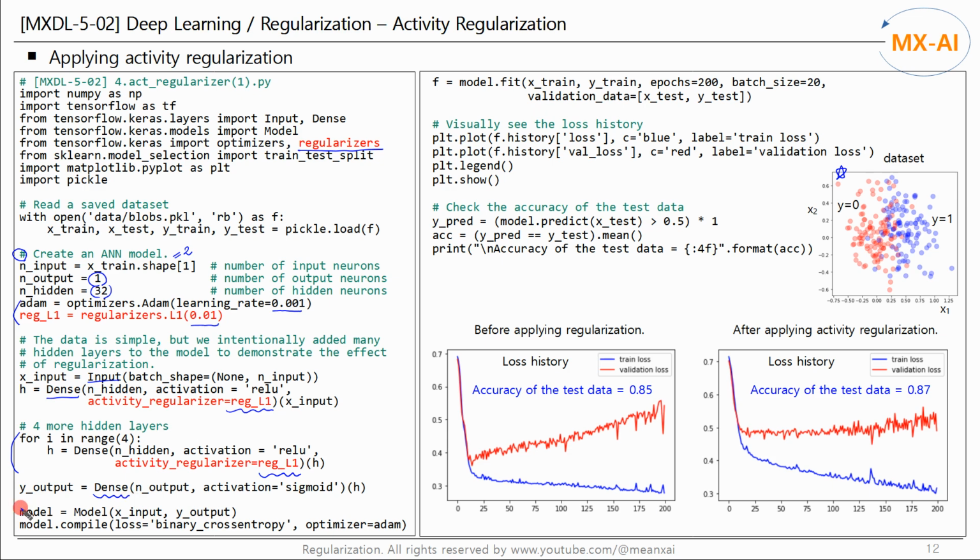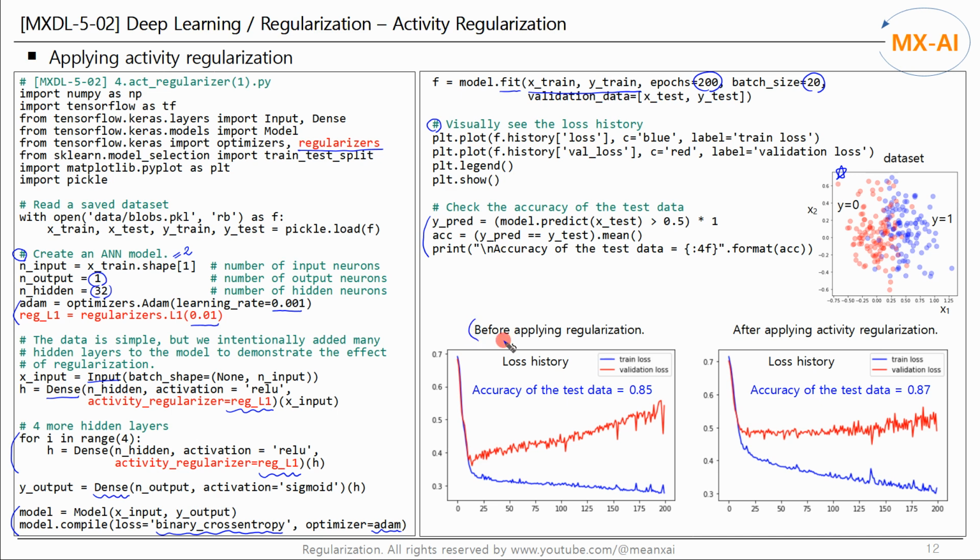We create and compile the model. Since this is a binary classification model, we used binary cross-entropy loss. And we used the Adam optimizer. Fit this model to the training data. The number of iterations is set to 200 and the batch size is set to 20. Visually see the loss history. Finally, we measure the accuracy of the test data. The results are as follows.